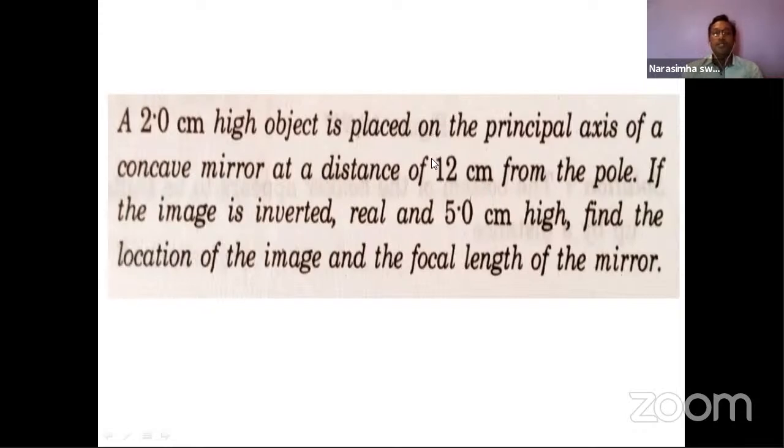Height is given, distance is given. Means object distance, u, is given from the pole. If the image is inverted, real, and 5 centimeters height, find the location of the image and focal length. Location means what? V is asked, and F also, the focal length of the mirror.